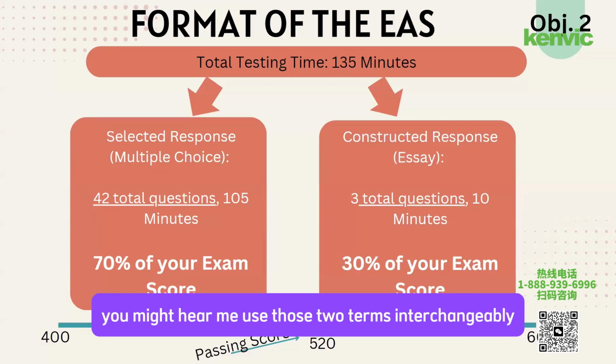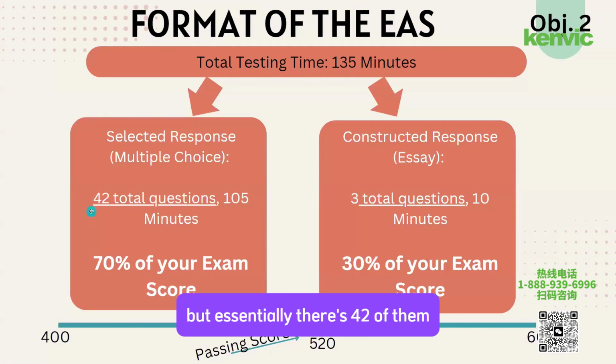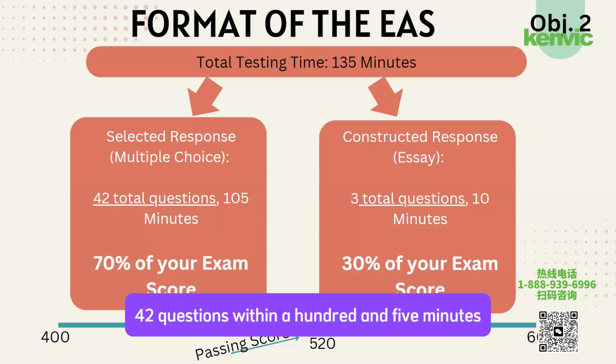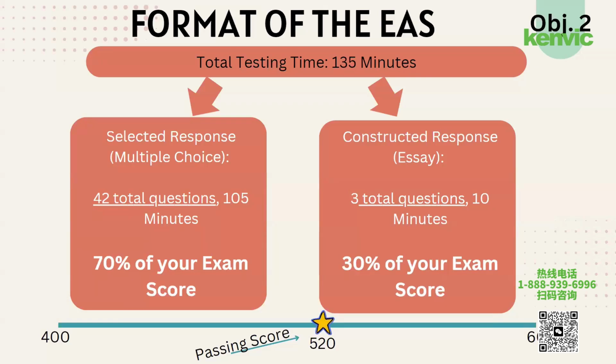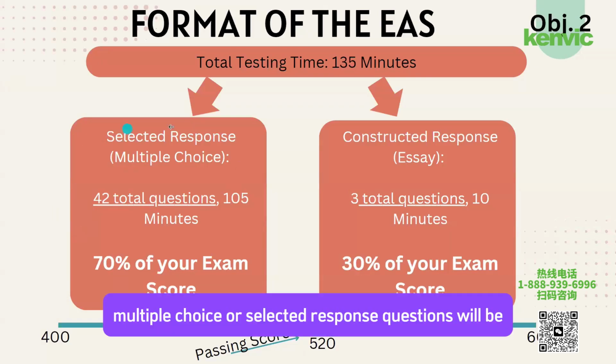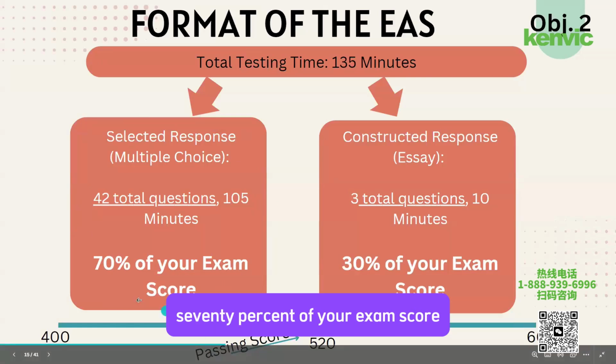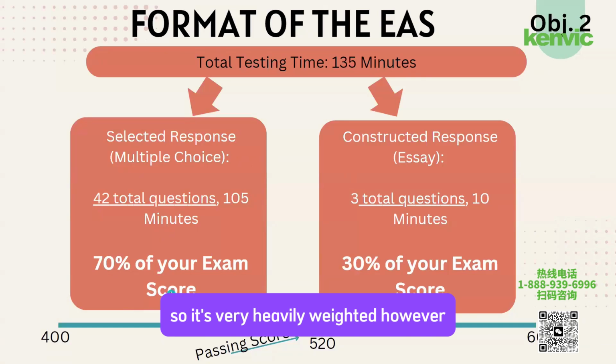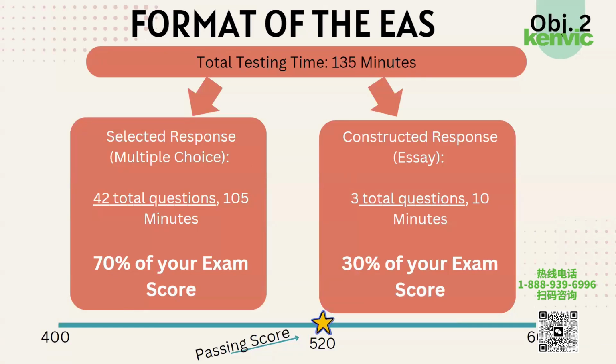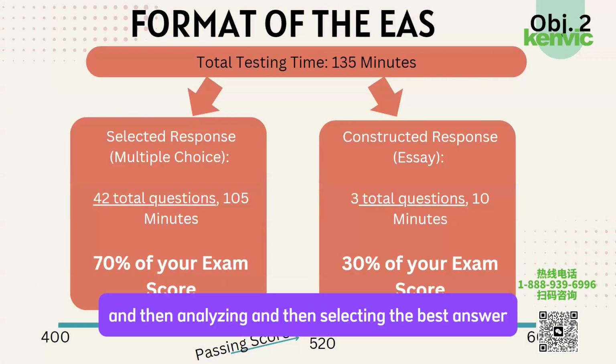You might hear me use those 2 terms interchangeably, but essentially there's 42 of them. They expect you to complete all 42 questions within 105 minutes. These multiple choice or selected response questions will be 70% of your exam score. So it's very heavily weighted. However, it's not quite just multiple choice. It's reading and then analyzing and then selecting the best answer.